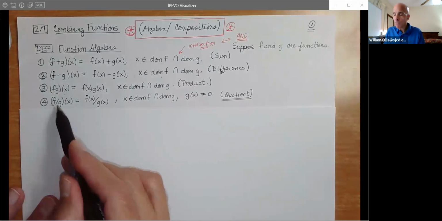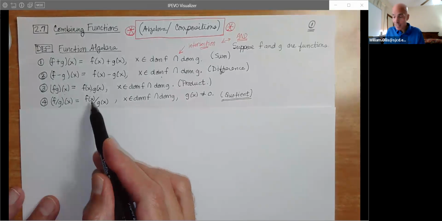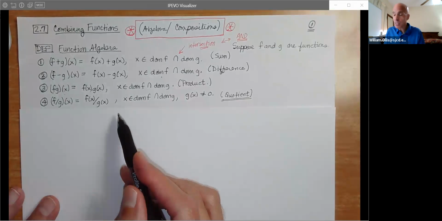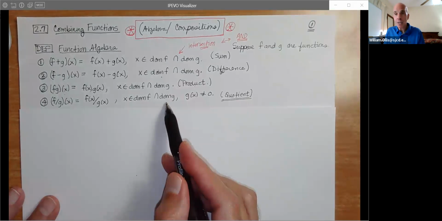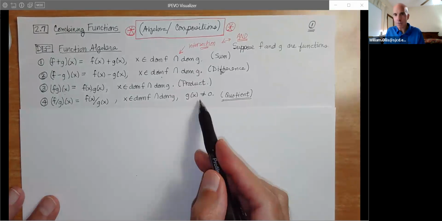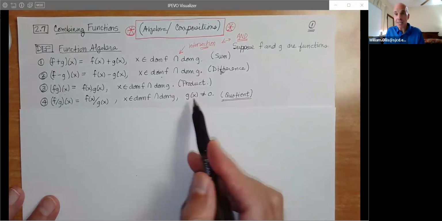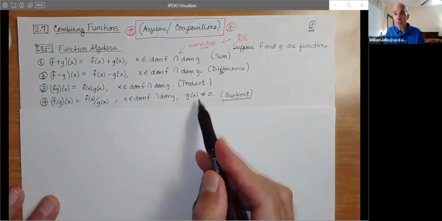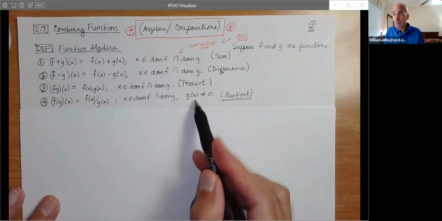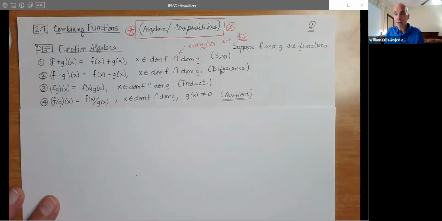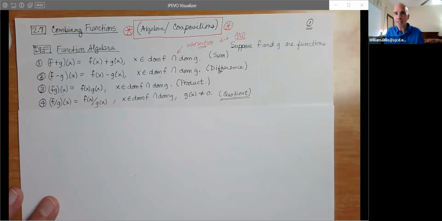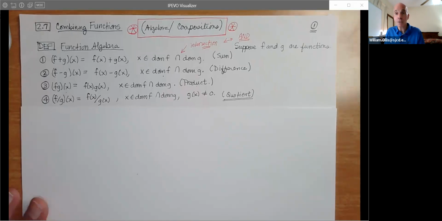So the quotient function will just be defined as F of X divided by G of X for X in the domain of F and X in the domain of G. Now, of course, we don't want to divide by 0, so we would exclude G of X equal to 0. Any X that would make this true, we would kick out, because it would not be defined as a real number. Division by 0 is undefined.